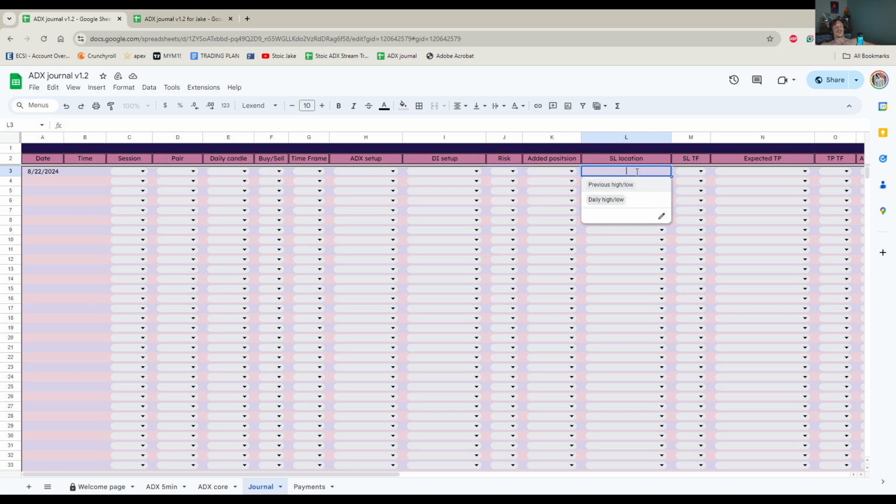Stop loss location: was it the previous 5-minute higher low or the previous 15-minute higher low? Was it the previous 30-minute higher low? Was it the daily higher low? It gives you those time frames right there.